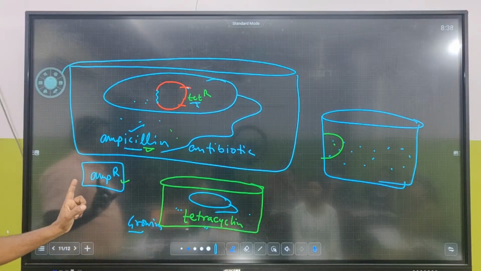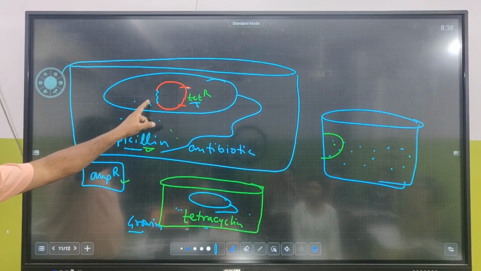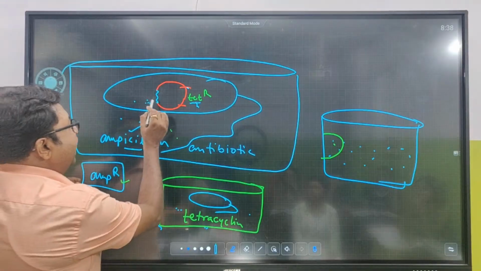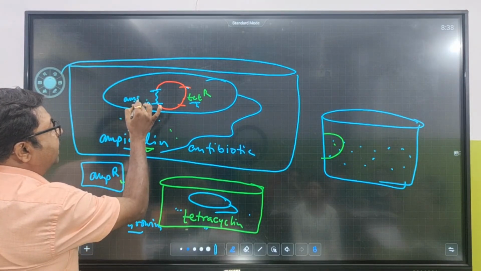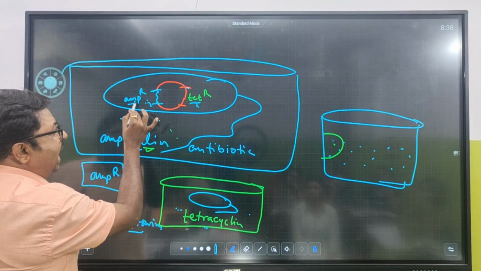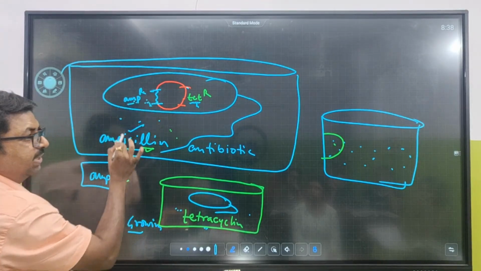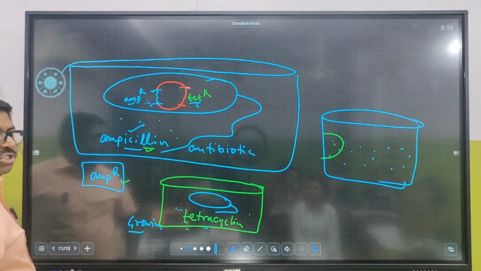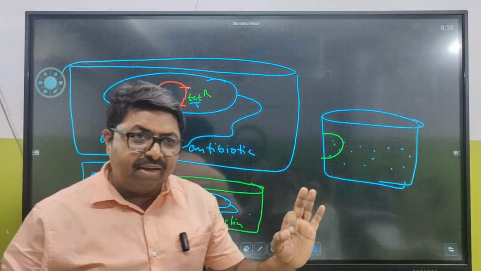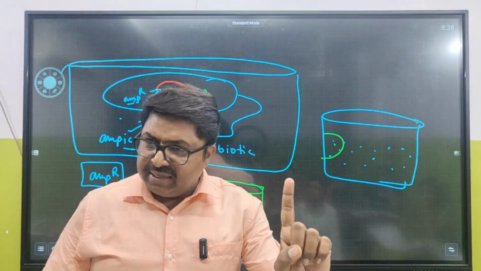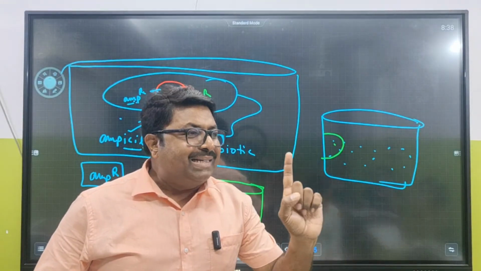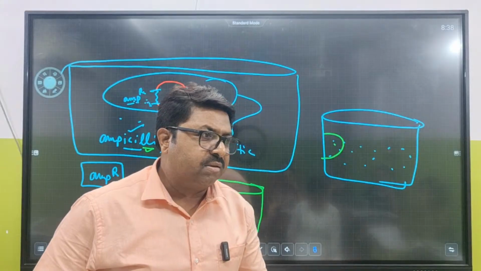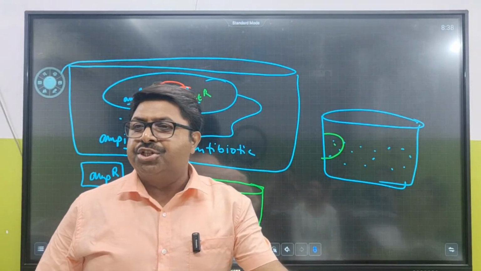That means our gene of interest has got inside where? In the ampicillin resistant site. See, inactivating the ampicillin resistant site by insertion of our gene of interest. Again, I repeat: inactivating the ampicillin resistant site by inserting our gene of interest is called insertional inactivation.